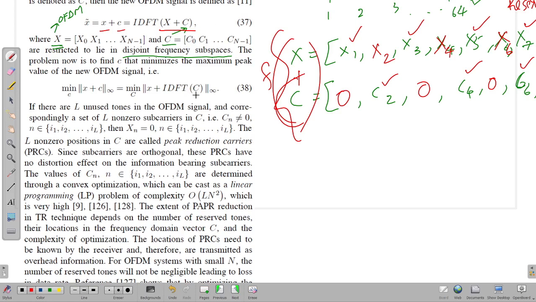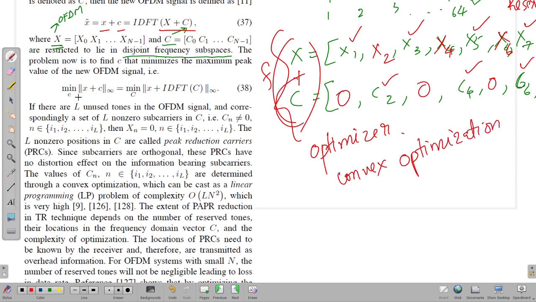It definitely needs an optimizer, and this problem can be implemented as a convex optimization problem, where using this expression we are able to find the value of C. This expression finds the value of C which has the minimum value of PAPR.